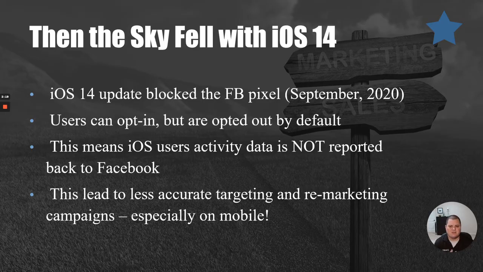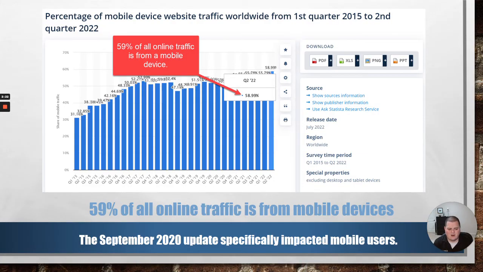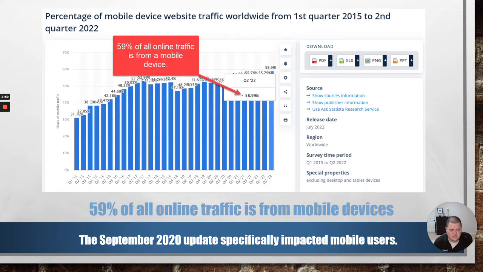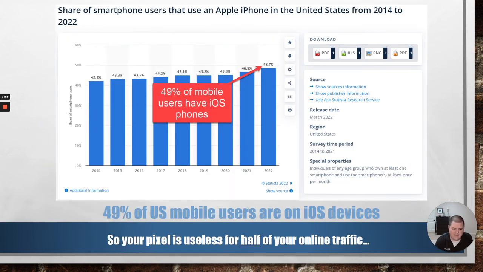And to put that into some context, 59% of all online traffic comes from mobile users. The September 2020 update specifically impacted mobile users because the pixel couldn't hit them if they were using iOS. And to put some numbers around that, 49% of mobile users have an iOS device, and that's US numbers. But that means your pixel is useless on half of your online traffic for mobile use. And so if 59% of all online traffic coming to your site is mobile and half of that is not being captured correctly by the pixel, that's a real problem. That really did a number.